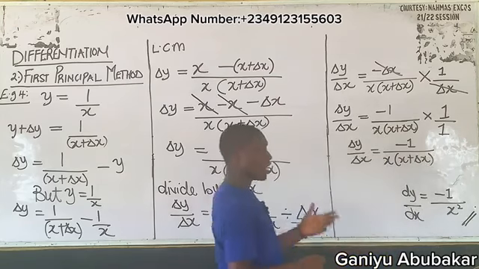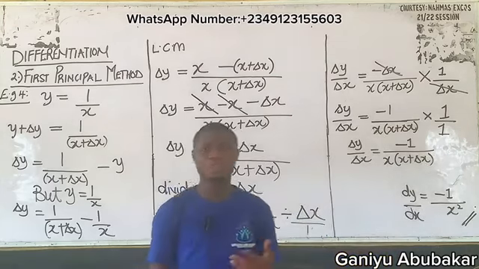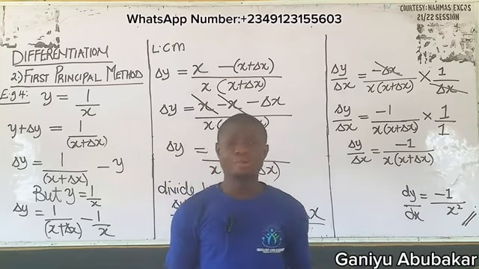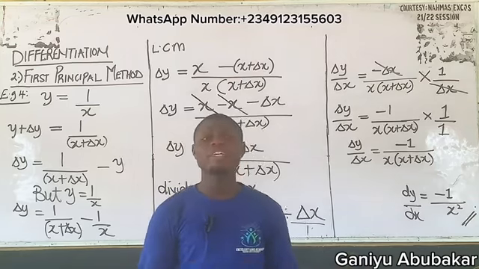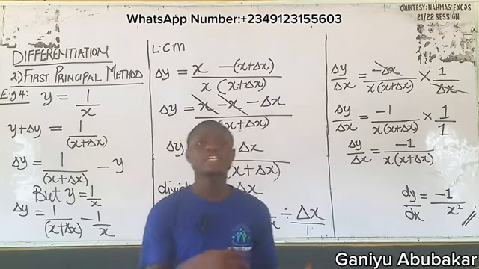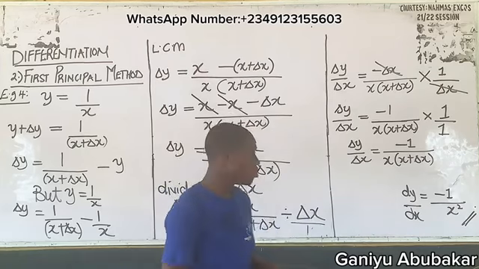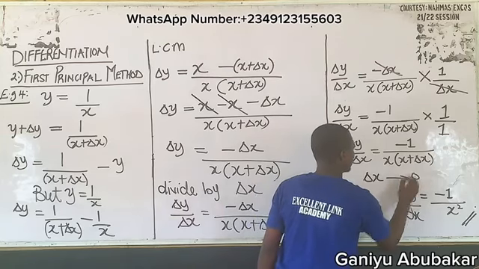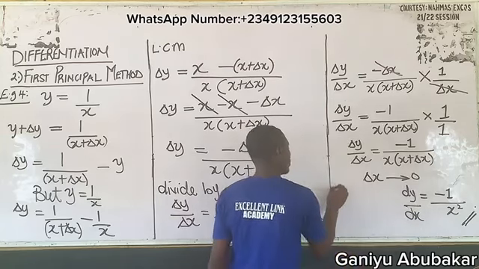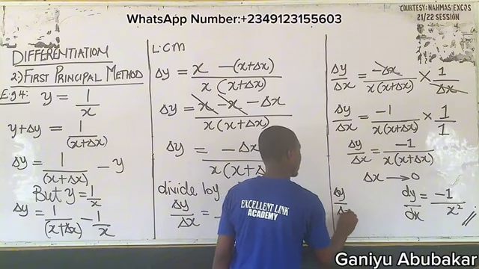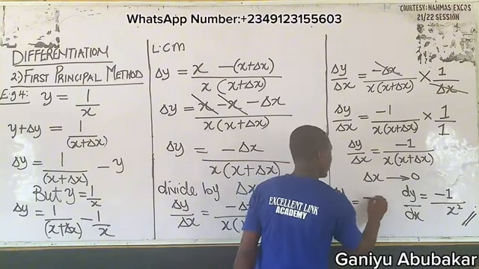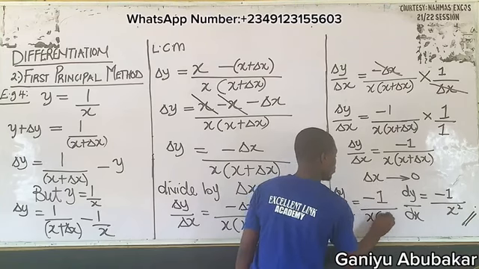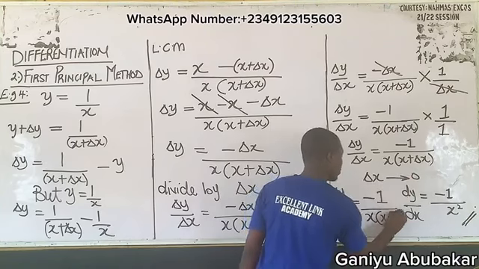And we said initially from our previous classes on the first principle method, in our previous examples, we said after dividing through by change in x, and you are still left with the change in x, take the limit of that change in x to be 0. So I'm saying that take change in x to be what? 0. What do I have? Change in y over change in x is equal to -1 all over what? x into x plus, this becomes 0.